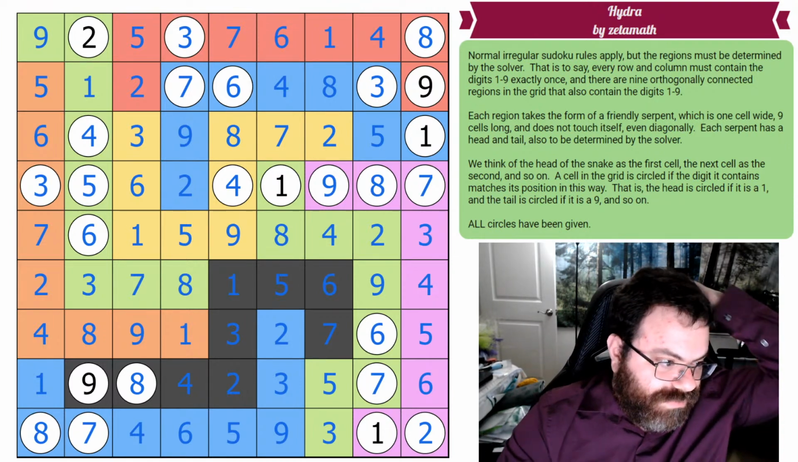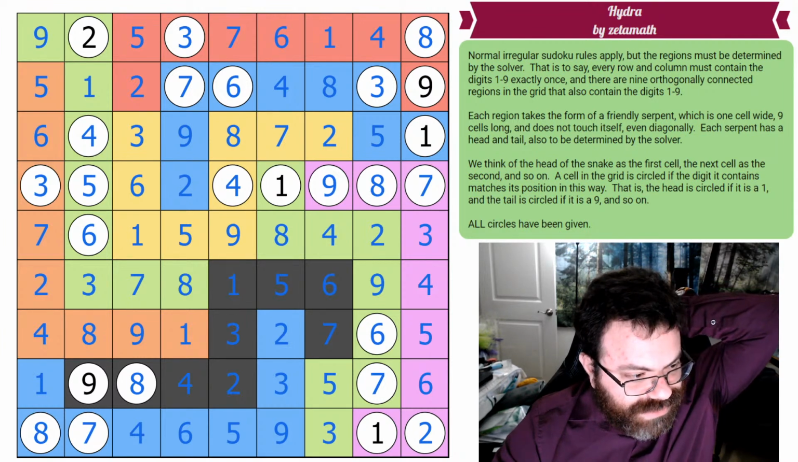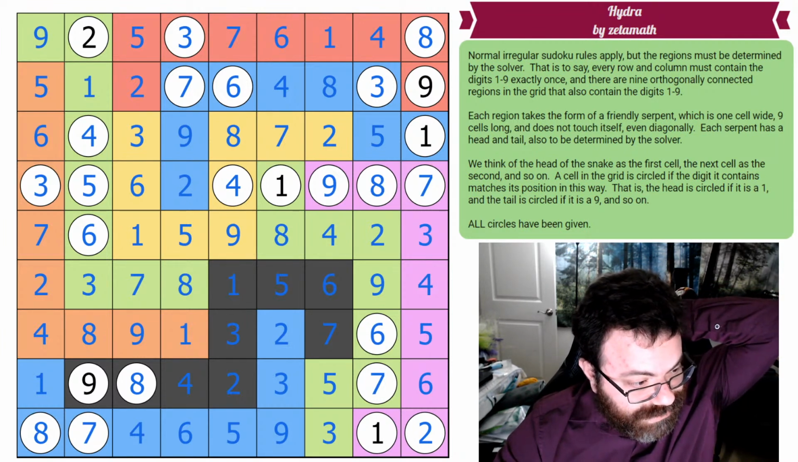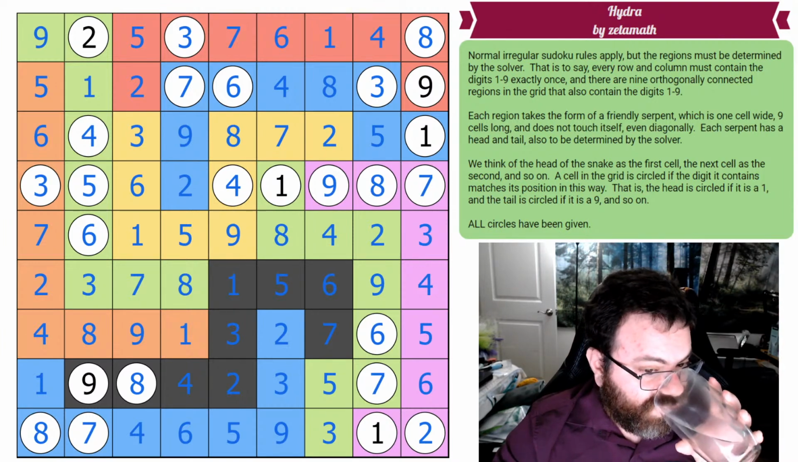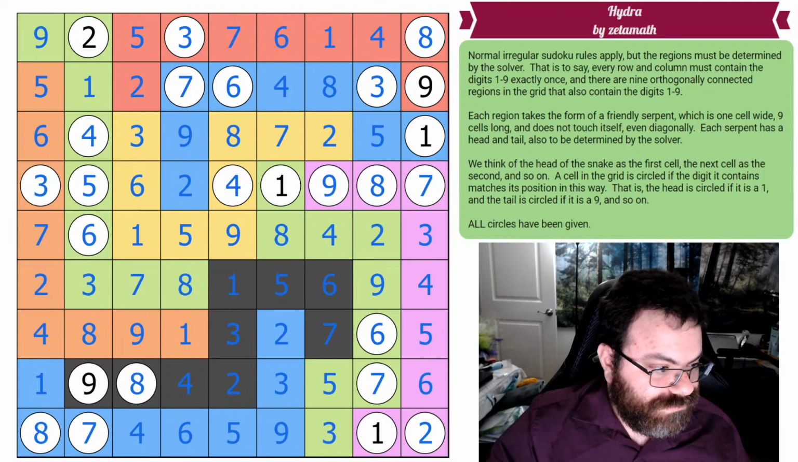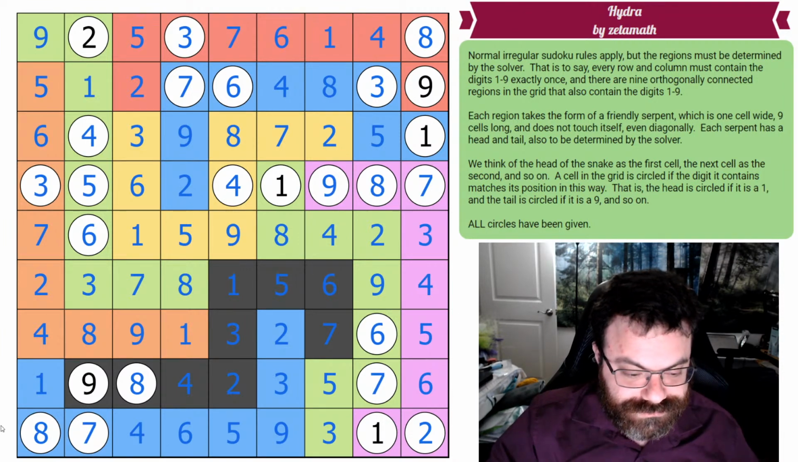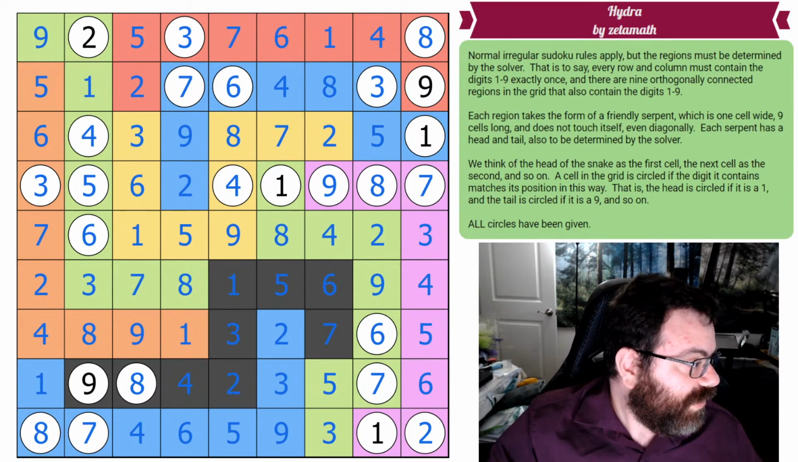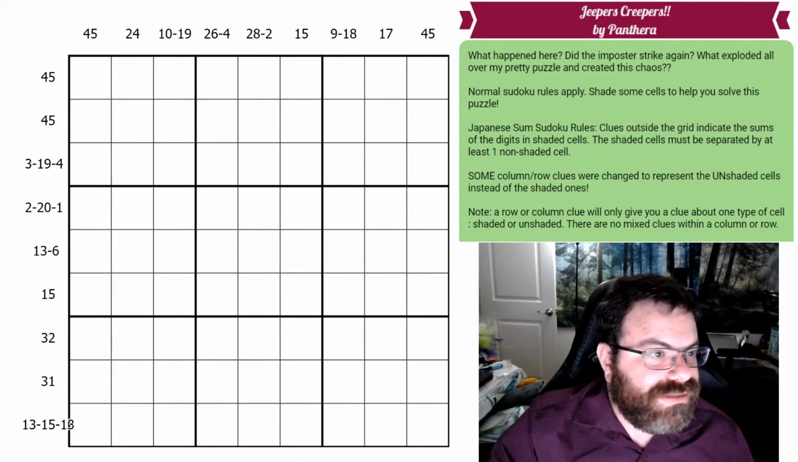All right. Very cool puzzle. I didn't see zetamath. I'm sure he doesn't mind though. Cool puzzle. Thank you, zetamath. All right. Yes, we can.